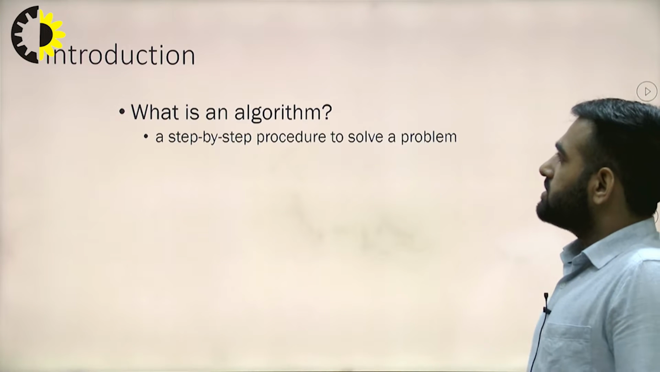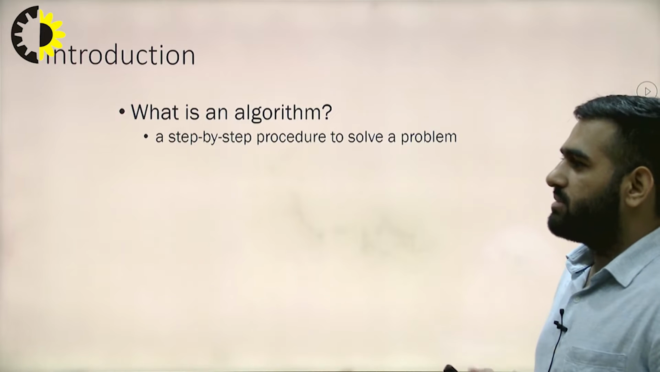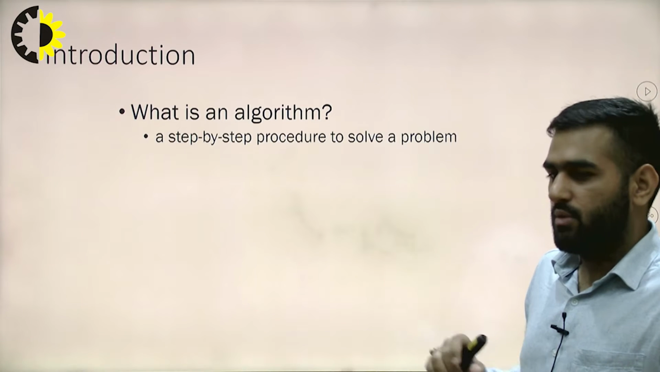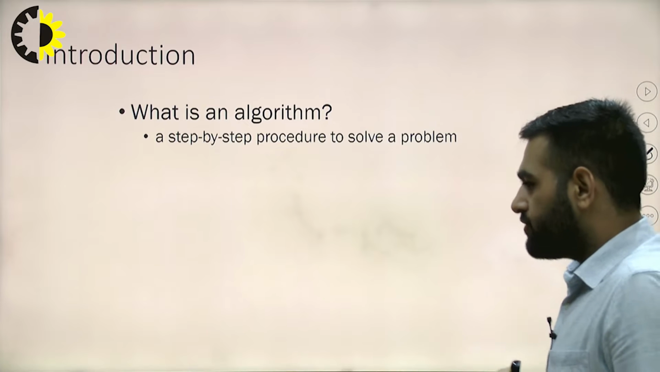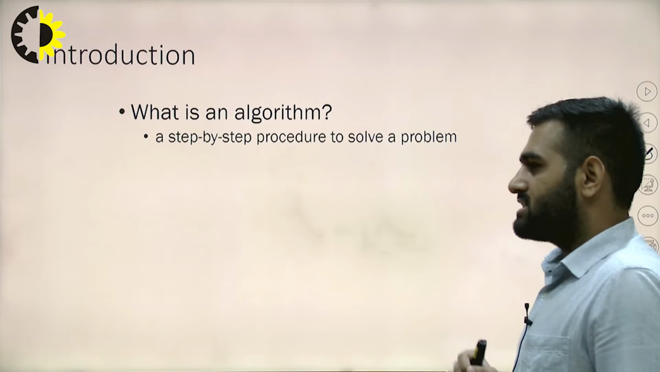Now, the first is, what is an algorithm? Basically, what is an algorithm? It is a step-by-step process to solve a particular problem. Let's say we have a problem of making tea. So the problem is making tea, and the solution is a step-by-step process.